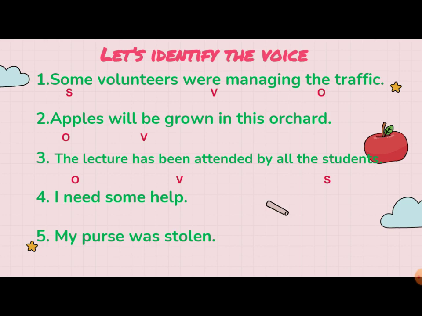The lectures have been attended by all the students. Who attended? The students. So the students become the subject, have been attended is your verb, the lectures is your object. So here the object is coming before the verb, so it is a passive voice.